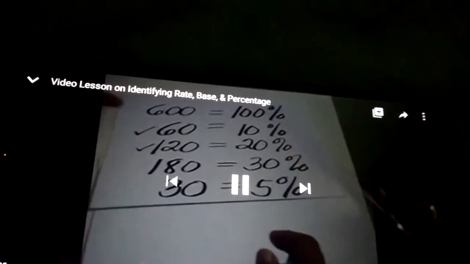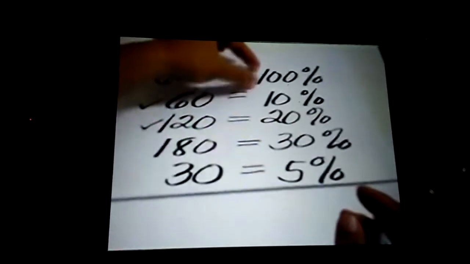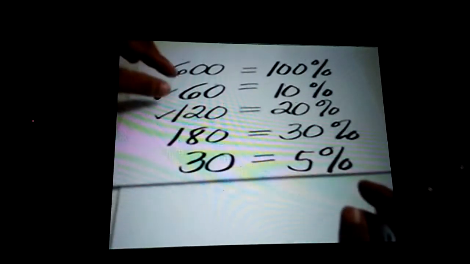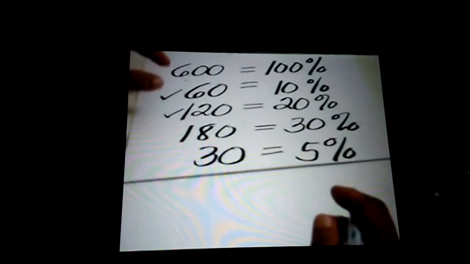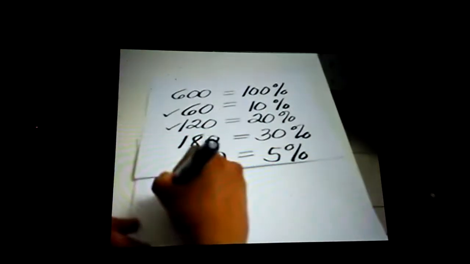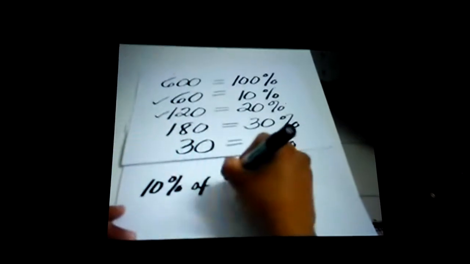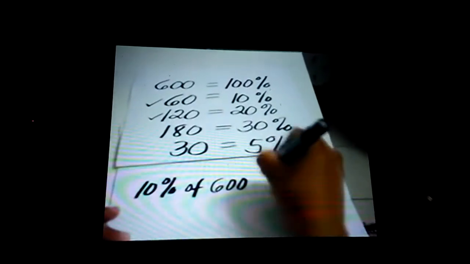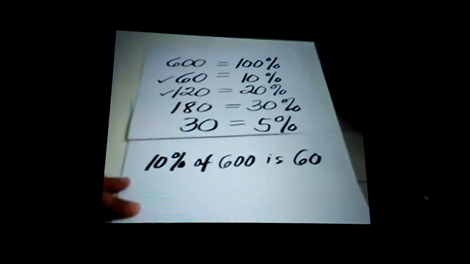The idea that 600 is equivalent to a whole 100%, we were able to derive that 10% is equivalent to 60. Now, in words, we can translate this as 10% of 600 is 60.